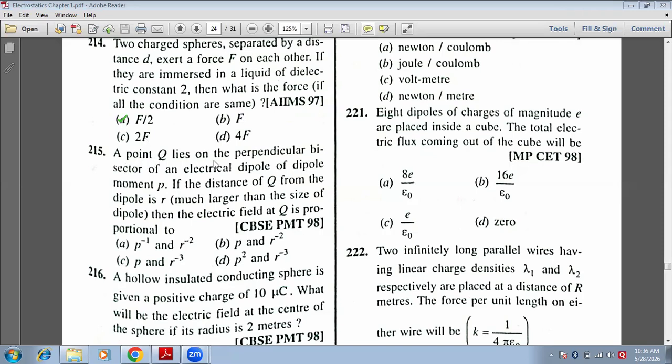A point Q lies on the perpendicular bisector of an electric dipole of dipole moment P. If the distance of Q from the dipole is R, much larger than the size of the dipole, then the electric field at Q is proportional to: option A P inverse and 1 upon R square, option B P and 1 upon R square, option C P and 1 upon R cube, option D P square and 1 upon R cube. Correct answer, option C, P and 1 upon R cube.